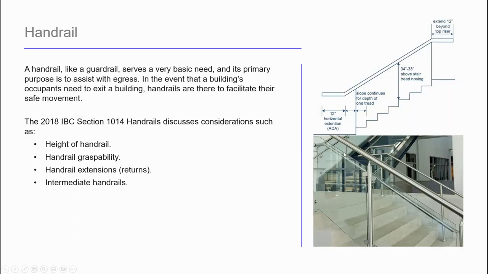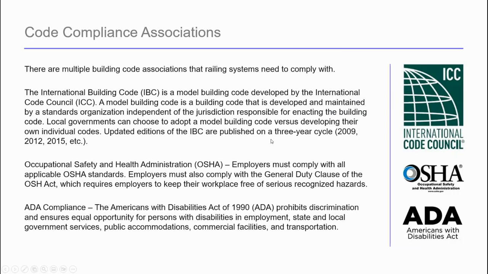And again, handrail, like a guardrail, you have the same exact loads on it, actually, the 50 PLF and the 200-pound concentrated load. 2018 IBC 1014, again, in means of egress, discusses considerations such as the height, graspability, handrail extensions, and intermediate handrails. Again, most of what Chapter 10 does is describe how elements in a building have to be arranged so that people can safely move about and use that building.